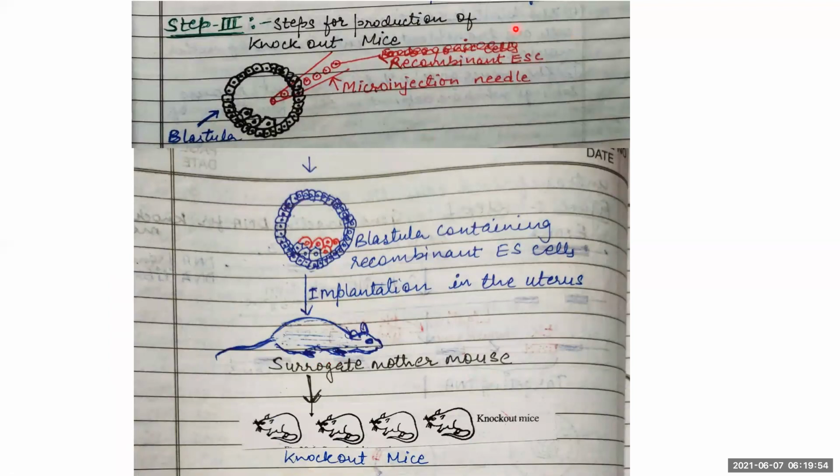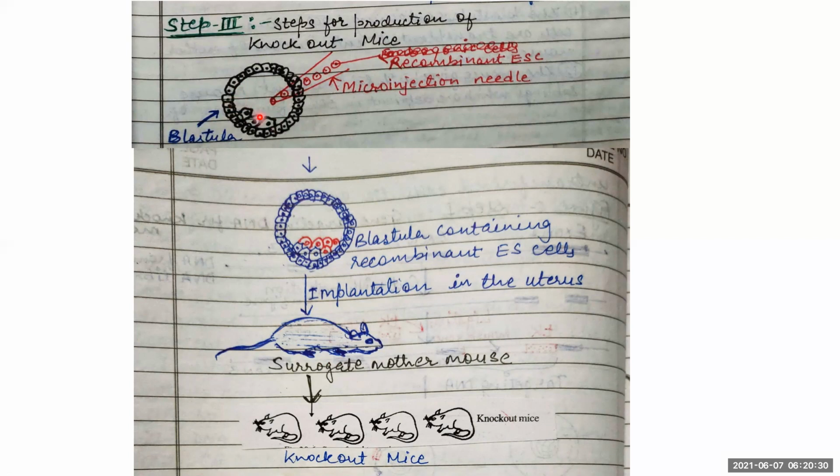Now, you have recombinant embryonic stem cells. Okay, now what do you do with these embryonic stem cells? What we do is the homologous recombinants are first identified by DNA hybridization, Southern blotting, and then the recombinant embryonic stem cells are inserted inside the blastula by a micro injection needle.